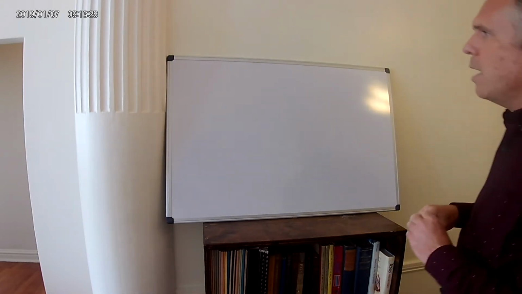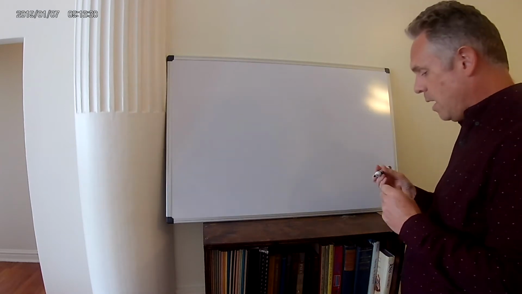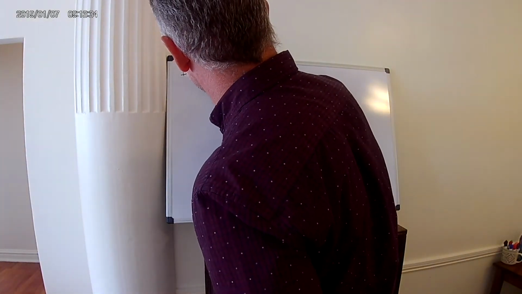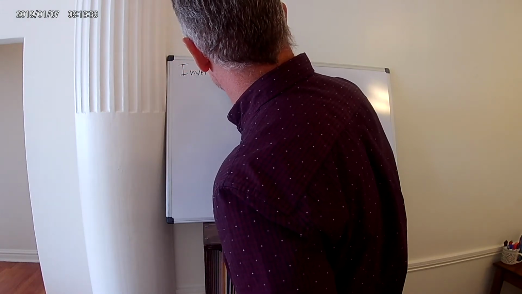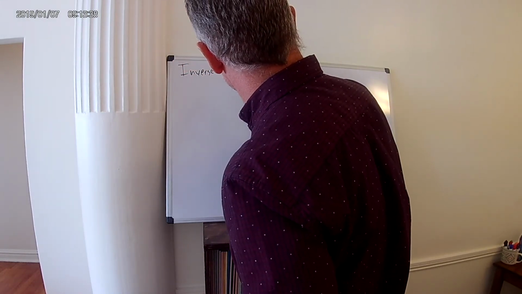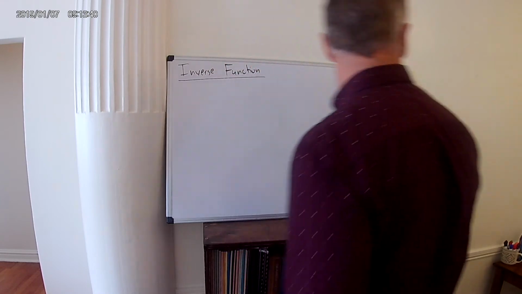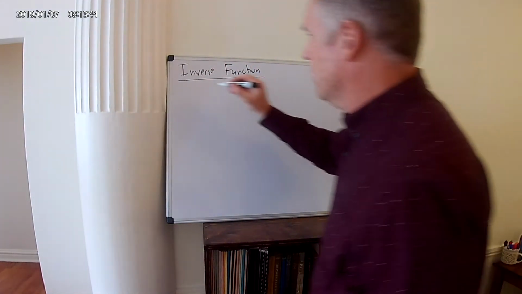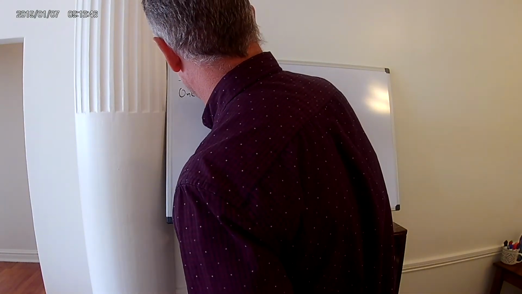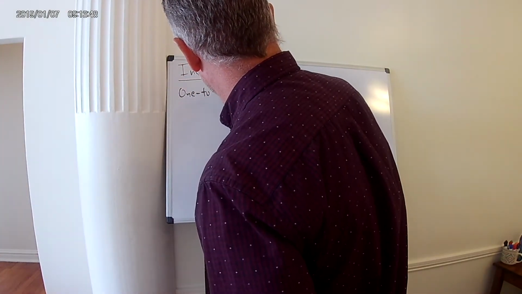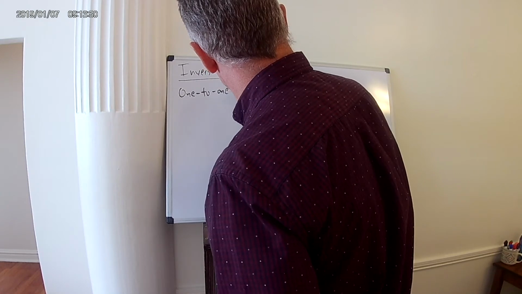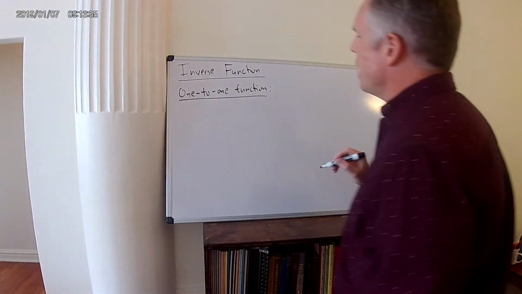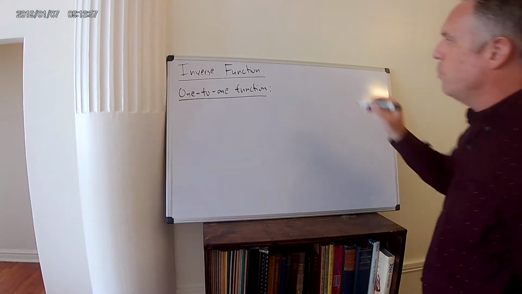So what we now want to talk about are inverse functions. Should I erase the topic? I should have just kept that. Inverse functions. What is an inverse function? What I want to do is talk about what a one-to-one function is. What is a one-to-one function? A one-to-one function is a function that has exactly one input for each output.